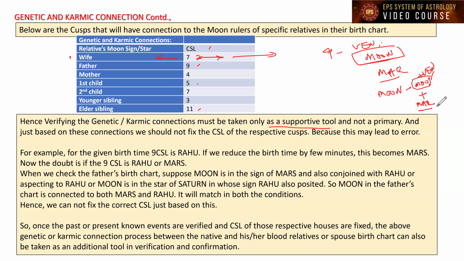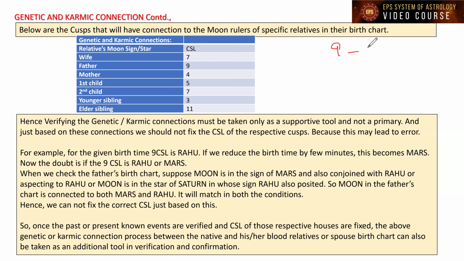Sometimes the ninth cuspal sublord may be Jupiter, or the next sublord may be Saturn, right? Which one is the doubt we are having? Suppose you take the father's moon in the sign of Jupiter and the star of Saturn, say the moon is in Pisces, Jupiter's sign, Saturn's star. If Jupiter comes as the ninth sublord, it will match. If Saturn comes as the ninth sublord, it will also match. So both ways it will match.